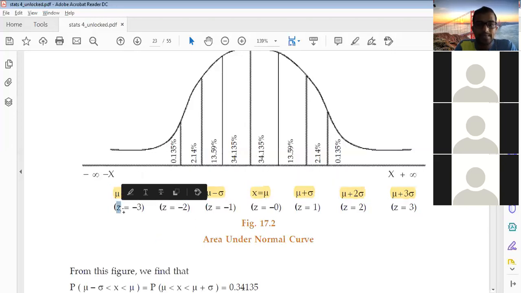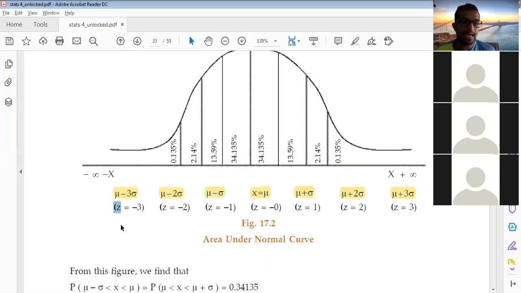This is called Z now. That is minus 3, minus 2, minus 1 because this is the standard normal variate. Z is called the standard normal variate. Minus 3, minus 2, minus 1, 0, 1, 2, 3. Middle is 0 because mean is 0. First neighborhood, the values are minus 1 and plus 1. Second neighborhood, minus 2 and plus 2. Third neighborhood, minus 3 and plus 3.